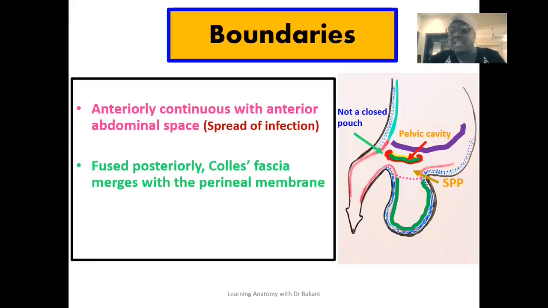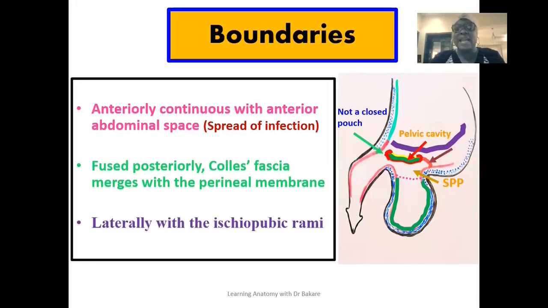And this closure is as a result of fusion between the Colles fascia and also the posterior free surface of the perineal membrane. And this is what is demarcated here at this point. So you see that the superficial perineal pouch is opened anteriorly, and this is where it becomes continuous with the abdominal space, while posteriorly, because of the fusion that is seen between the Colles fascia and the perineal membrane, you have a closure around the posterior region. So it is closed posteriorly, while anteriorly it is opened. And this is what is arrowed at this point.